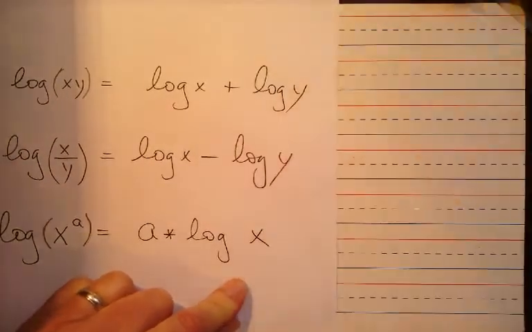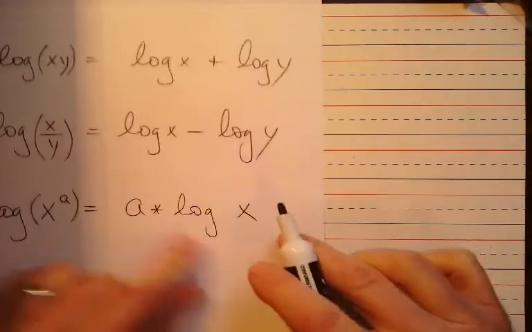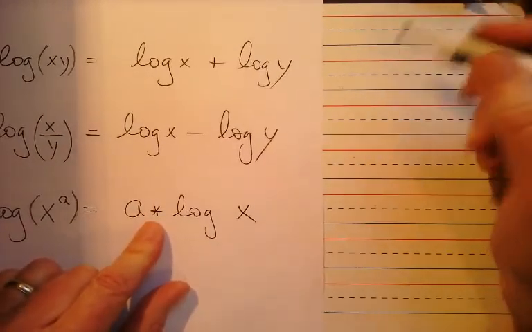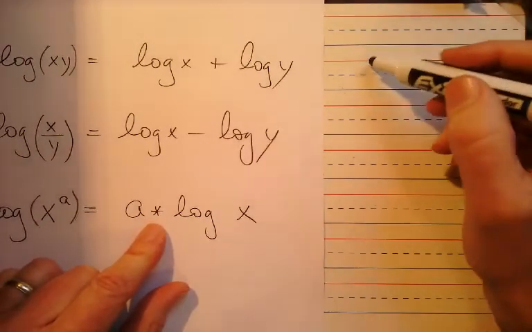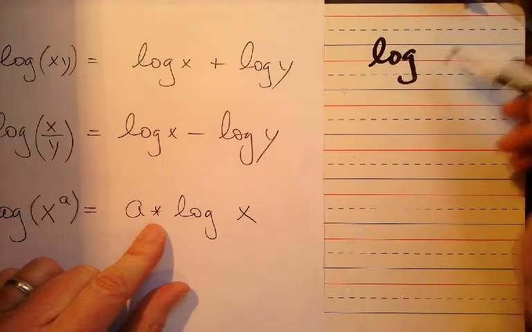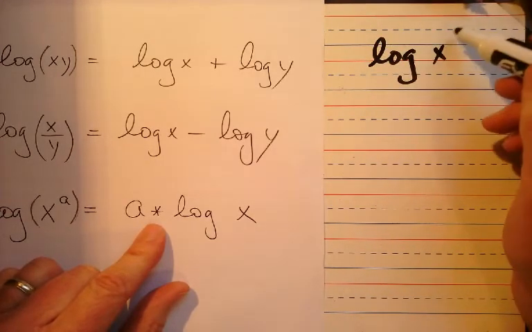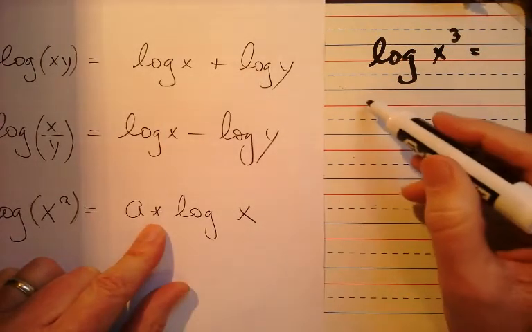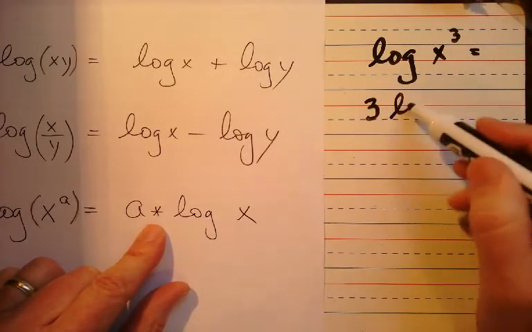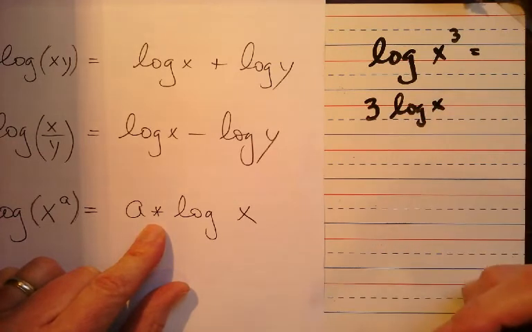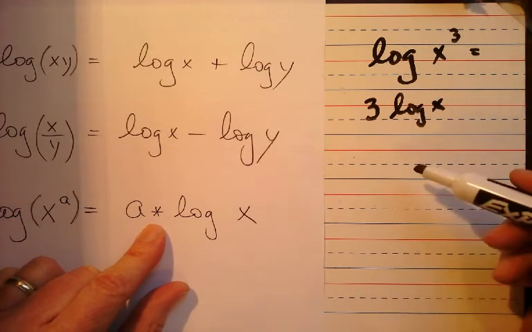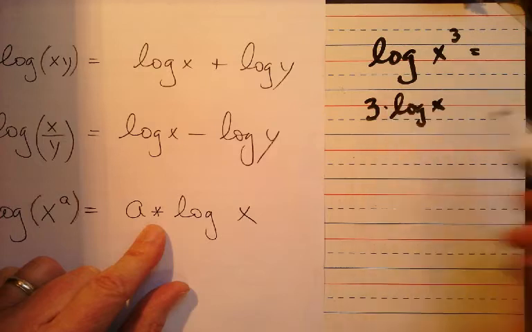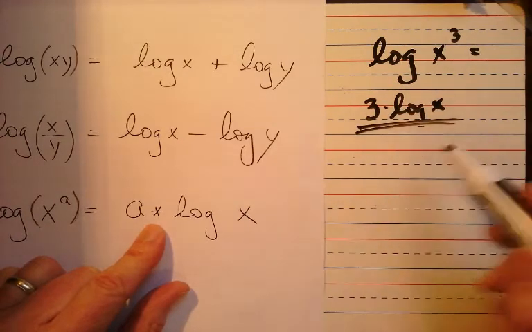So, last little bit here. What if we had the log of x to the third power? Well, according to this, that would be 3 log of x, right? That's all it means.